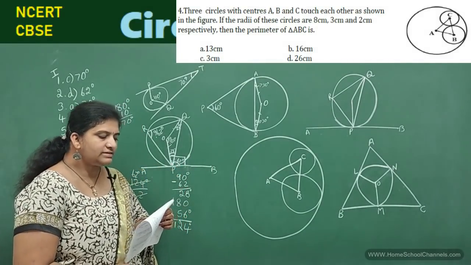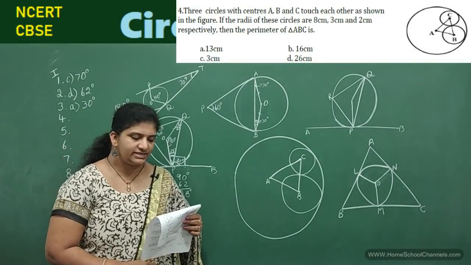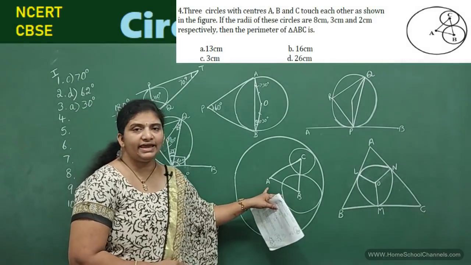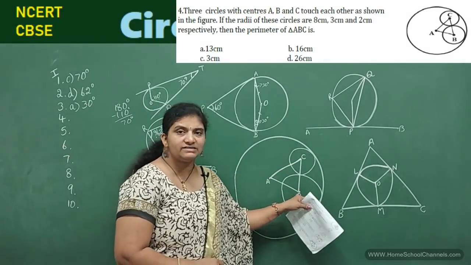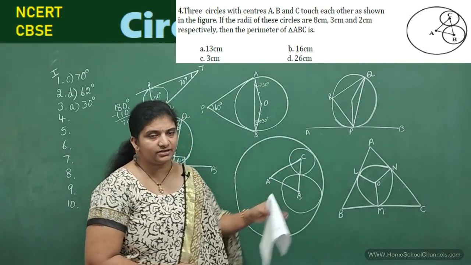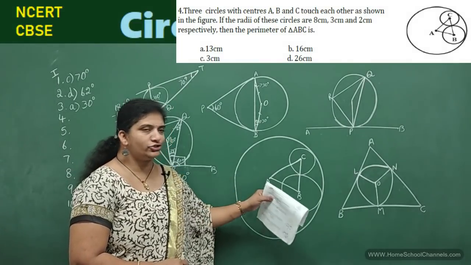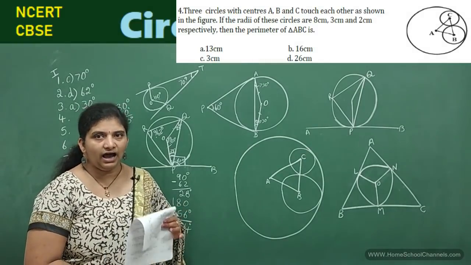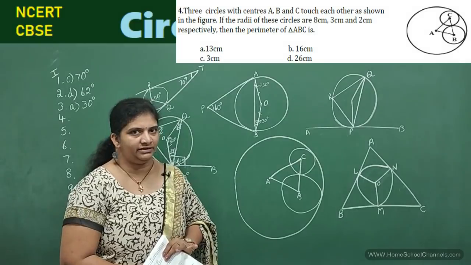Fourth one, three circles with centers A, B and C touch each other as shown in the figure. You can observe this figure. With A as a center, imagine one big circle, and with B as a center, the next circle, and C as a center, the third circle. A, B, C touch each other as shown in the figure. If the radii of these circles are 8 centimeters, 3 centimeters and 2 centimeters.